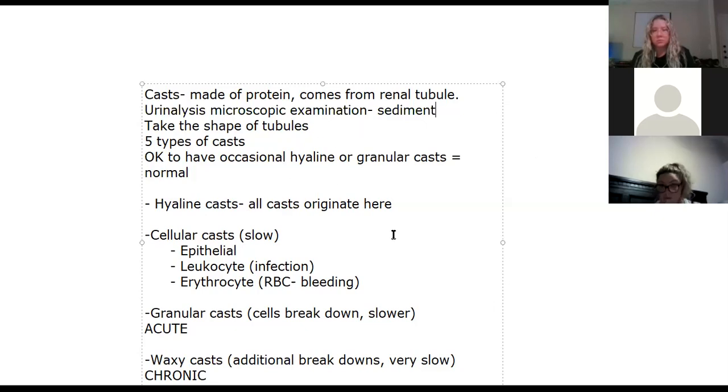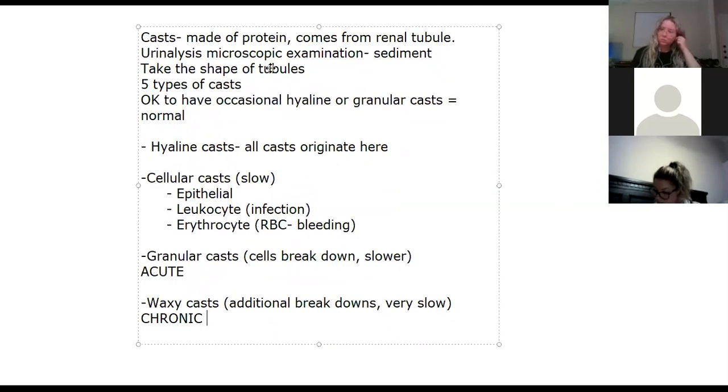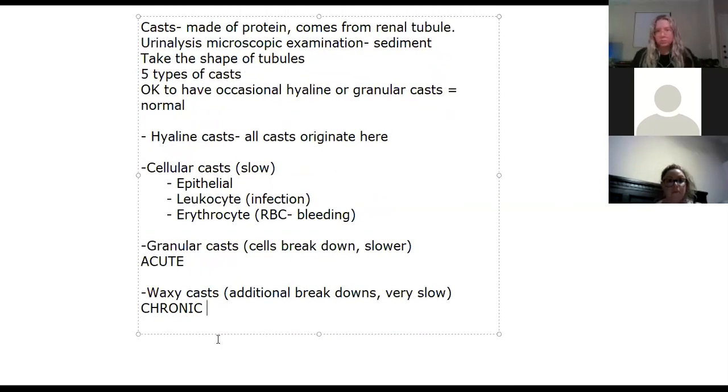All casts come from hyaline, and then the other casts that we're going to have include the cellular casts, the granular casts, the waxy casts, and then we have one more, which is the fatty casts.